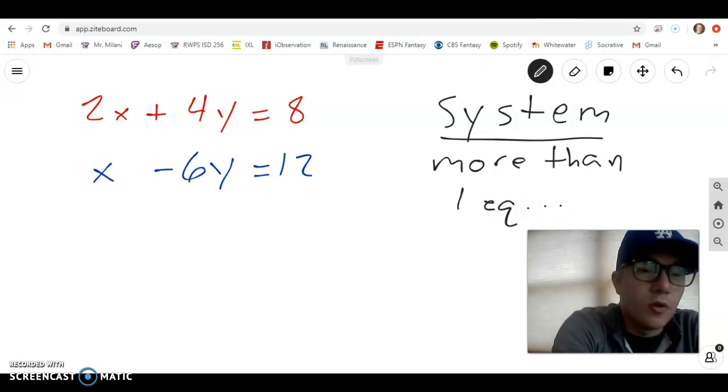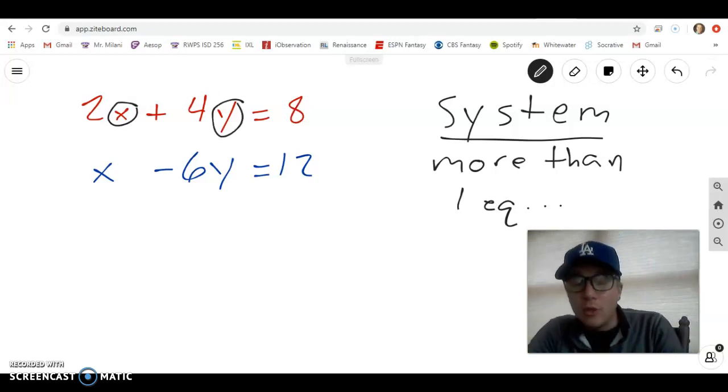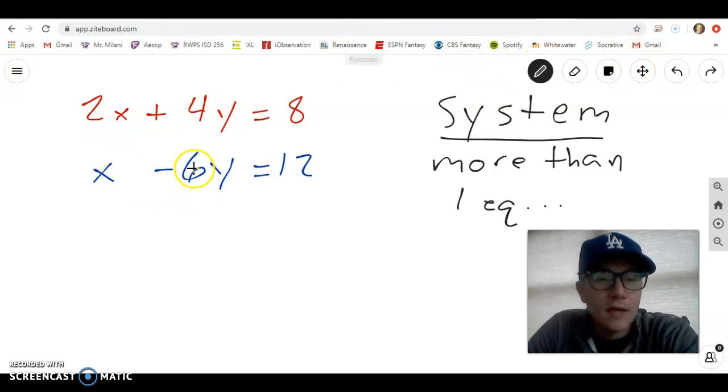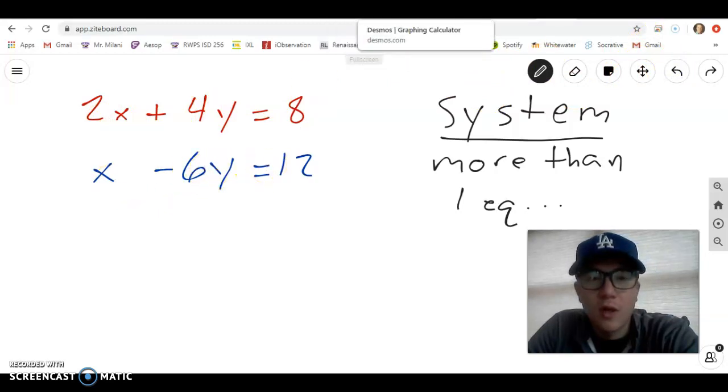Notice that there's more than one variable involved. There's an x and there's a y. So what we're going to be doing in this chapter is finding the x value and the y value that make both of these equations work. I know it sounds like a lot going on, but let's look at it visually first. So this 2x + 4y = 8, and then x - 6y = 12.